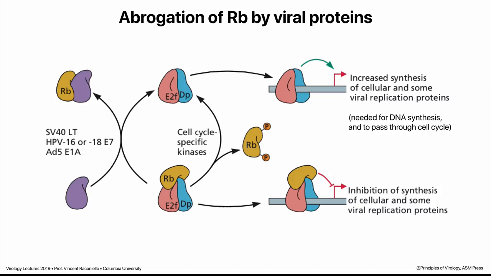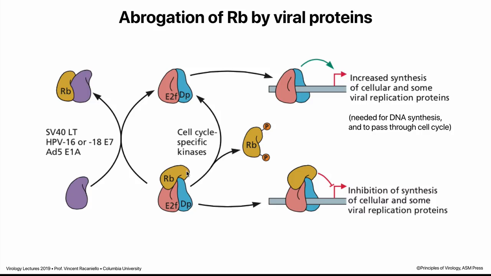Well, do you remember from last time? Well, probably you don't, but I'll tell you. I find this so exciting. RB is complexed to the E2F family of transcription factors. So here's RB in gold. And in a cell that is not dividing, RB is bound to E2F.